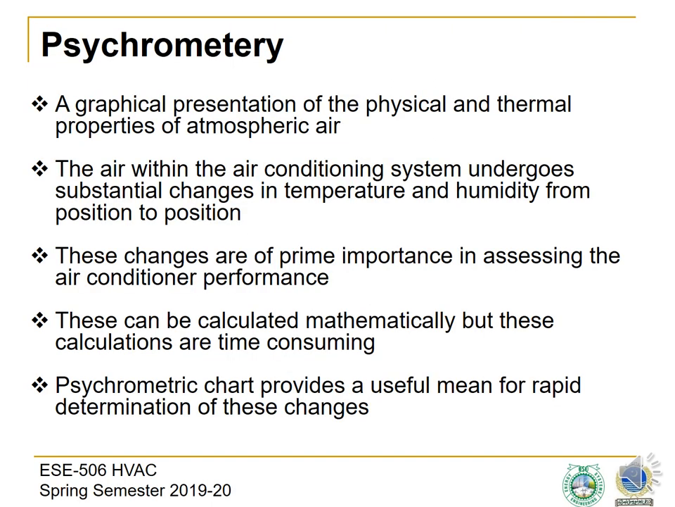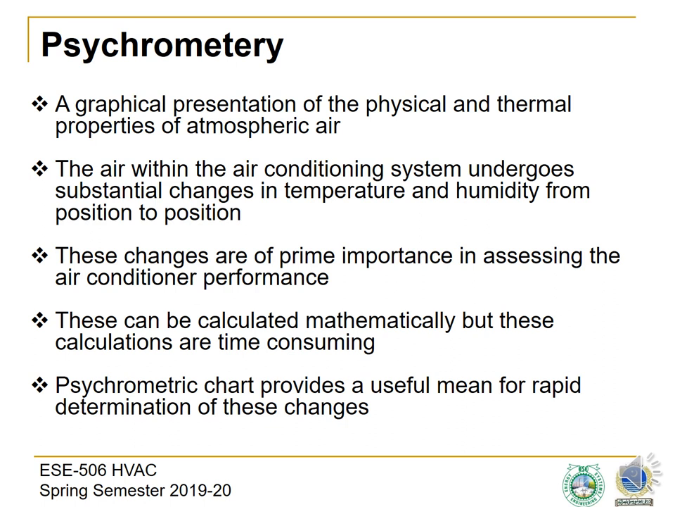Psychrometry is a graphical presentation of the physical and thermal properties of atmospheric air. The air within the air conditioning system undergoes substantial changes in temperature and humidity from position to position. These changes are of prime importance in assessing the air conditioner performance. These can be calculated mathematically, but these calculations are time-consuming. The psychrometric chart provides a useful means for rapid determination of these changes.